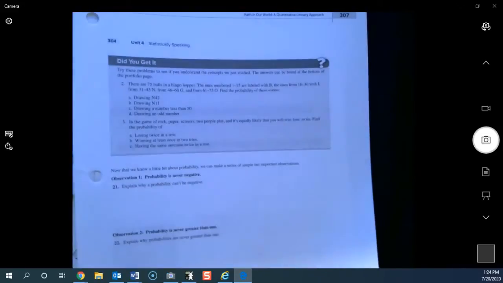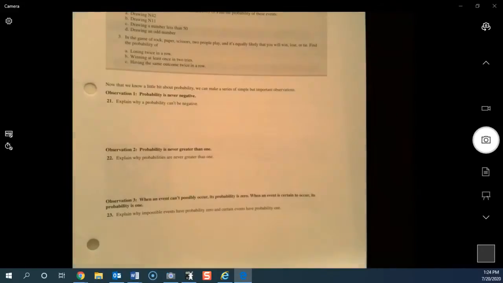Okay, now we move on to the next page. It says, now that we know a little bit about probability, we can make a series of simple but important observations. Okay, observation 1, probability is never negative. Explain why probability can't be negative.